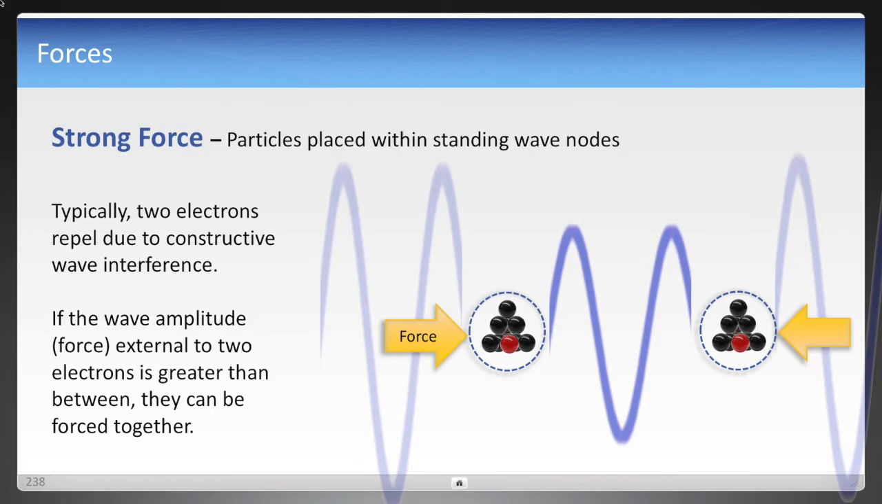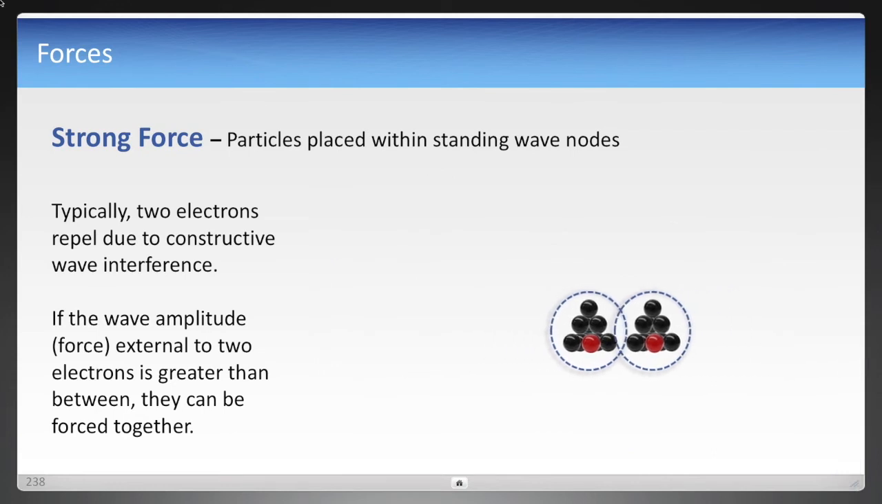Now, lastly, the strong force. The strong force is still the same property of standing waves and being placed at nodes. Now typically, two electrons will repel. But again, if you use the rule of minimizing wave amplitude, let's just say you have a force that's so great that it is greater on the external side, so that the wave amplitude is pushing two electrons together. Now they could be pushed to the point where they are on standing wave nodes, again because it is minimal wave amplitude, right? It fits within the rule.